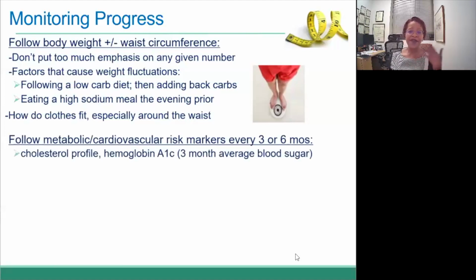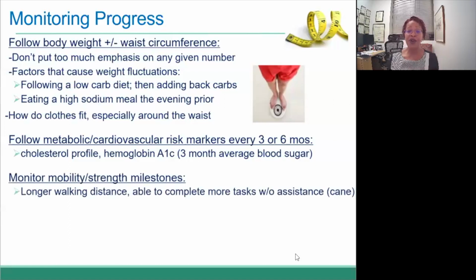So other ways for monitoring, of course, are to check lab tests, right? Whether it's to have your cholesterol checked, the hemoglobin A1C, a 3-month blood sugar test, and you can see if there's progress there. Also, just looking at mobility. Are you able to walk for a longer distance now? Or walk around more without using a cane that previously maybe was needed all the time, right? So depending on what your goals are, there are a lot of different ways to monitor whether or not you're progressing.